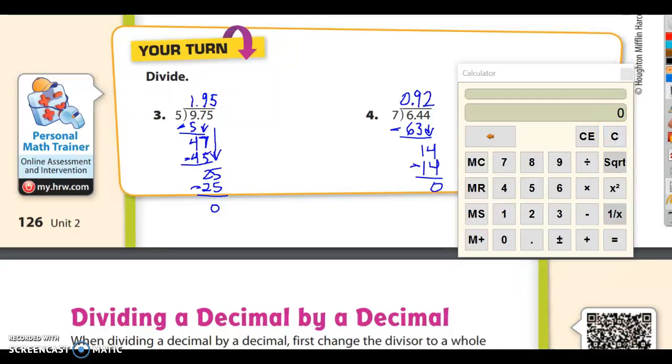Alright, good. So now you know how to divide a decimal by a whole number.